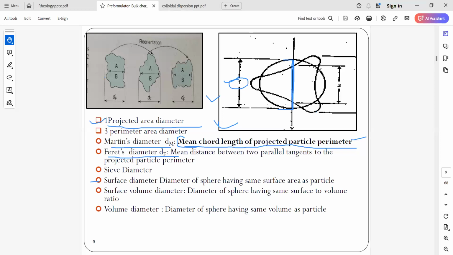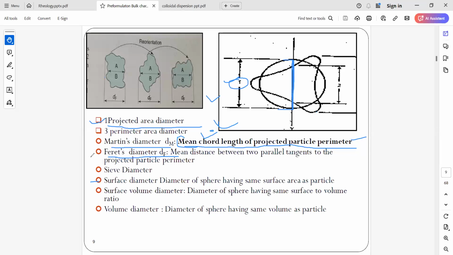Okay. So in case of Martin's diameter, Martin's diameter is the distance, or you can say the length, of this bisect. It is written in Martin's book. And this is also one of the other definitions in other reference books. So both can be considered. So that is Martin's diameter, right? Length of the bisect, which I have highlighted.